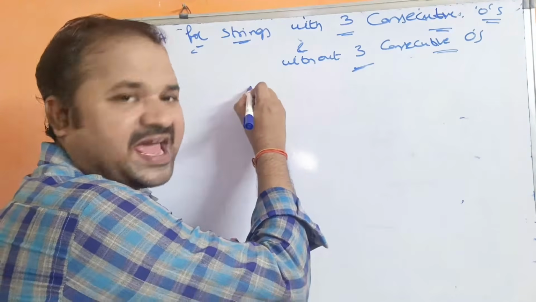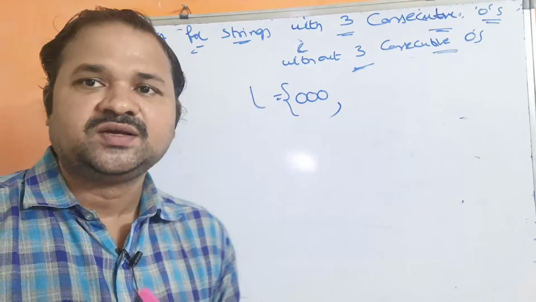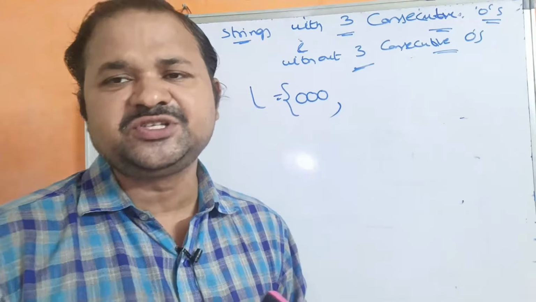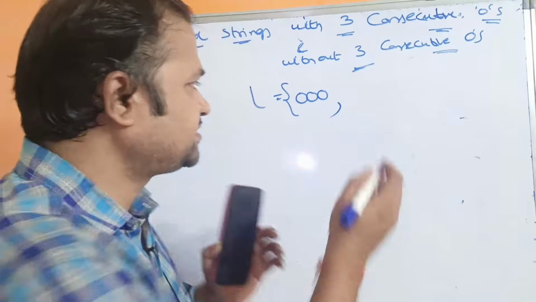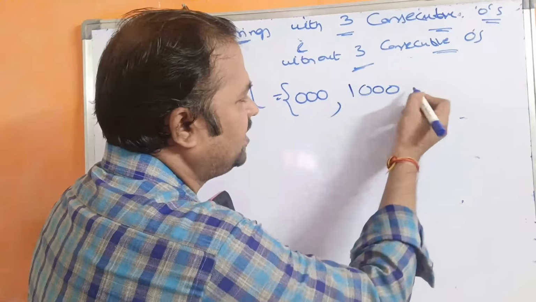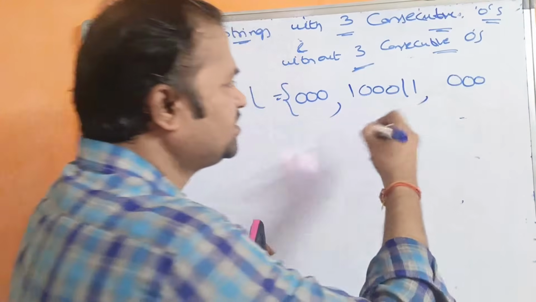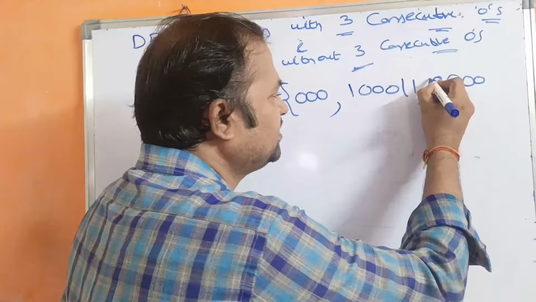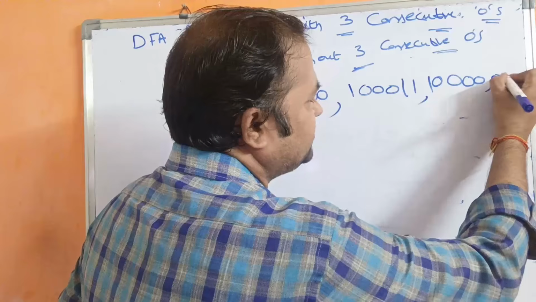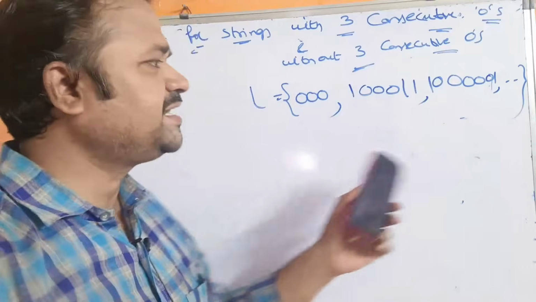So first let us design the language. L is equal to, so the minimum string is 000. Before 000 we can have any number of zeros and ones. After 000 we can have any number of zeros and ones. Let before 000 we have a single one, and after 000 we have 1. Let us take one more string 000. Before and after this 000 we can have any number of zeros and ones. So this is the language.